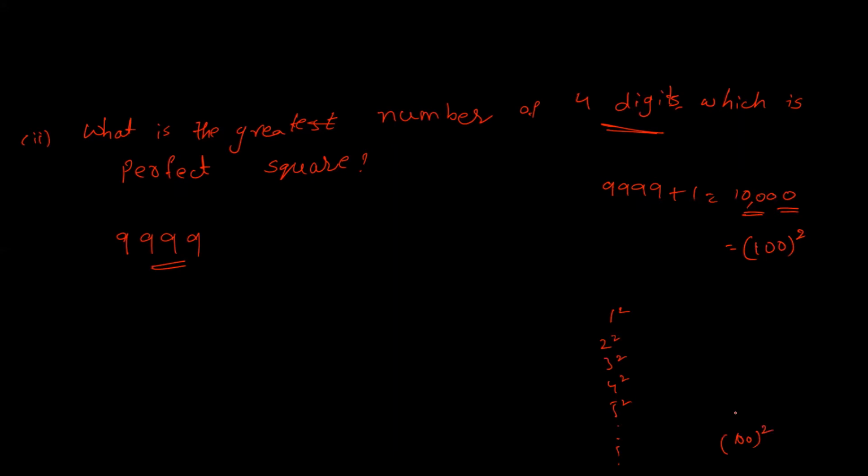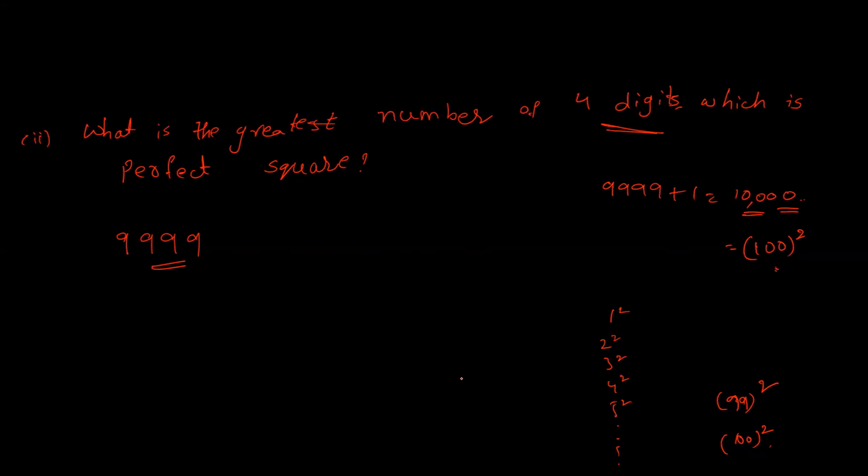What will come before 100 squared? What is the number before 100? 99, right? 9999 is nearer to 10,000. If we add only 1 to 9999, we'll get 10,000. So before 100 squared, we have 99 squared. So 99 squared is the greatest 4-digit perfect square.